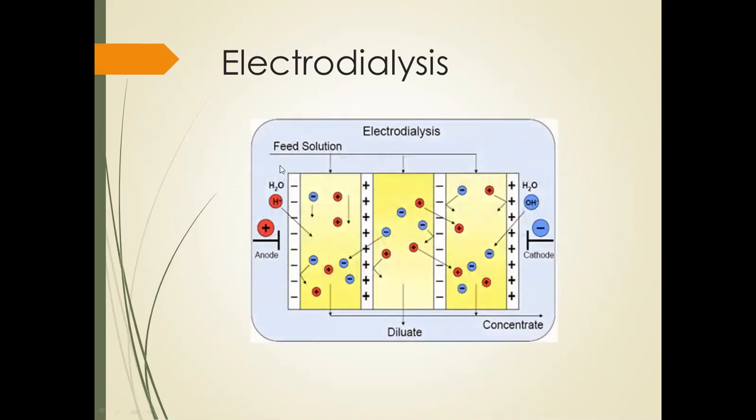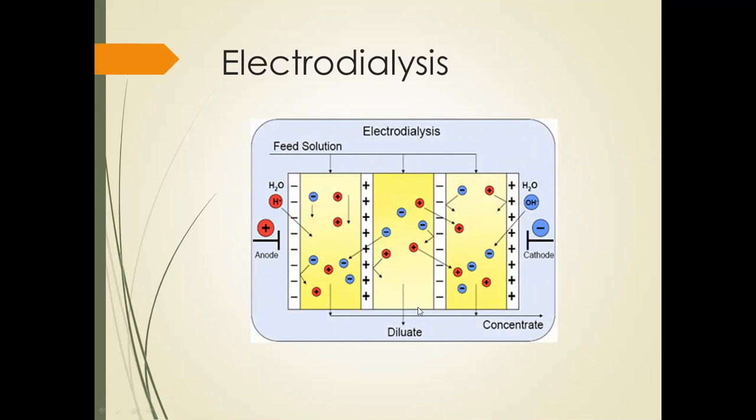So let's say, for example, you have this feed solution in the case of electrodialysis, and these are your membranes. The membranes separate the ions present in your feed solution. They are the ones that discriminate which ions will pass through. How is that done? Through the application of this electric potential difference. So you see this sign for the battery or any electrical source.